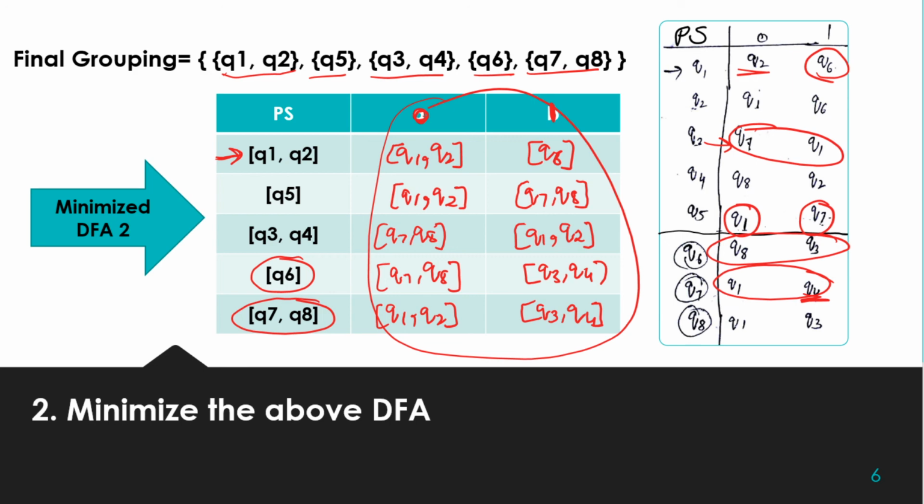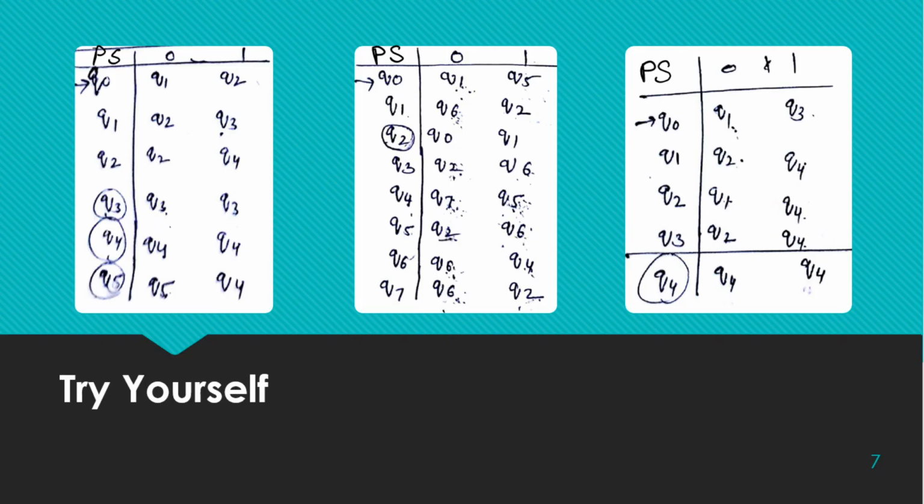So next we have these 3 examples that you have to complete on your own, and you have to minimize these DFA, and then I will be giving you the final minimized DFA results. So before I provide you the solution, you have to complete and minimize these DFA on your own. Okay, thank you, and keep practicing.